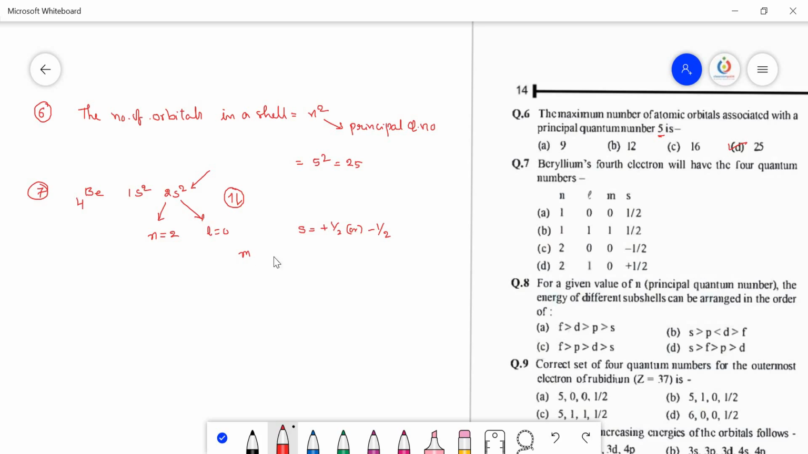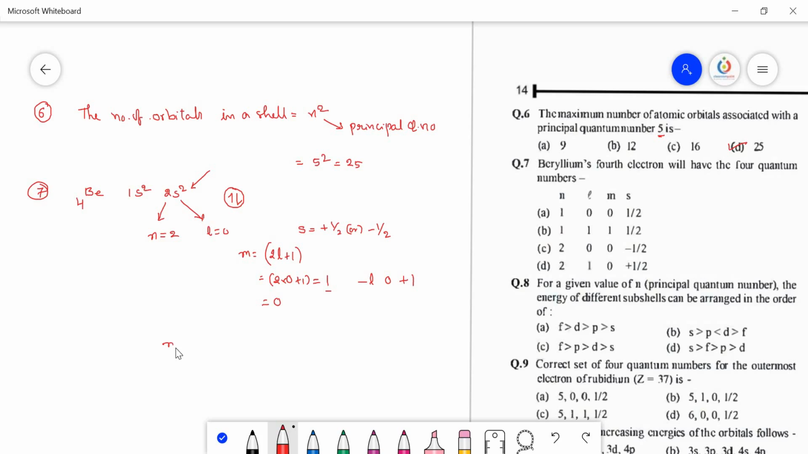And the magnetic quantum number value, we know that is 2L plus 1. So here 2 into L value, which is 0, plus 1, that equals 1. So generally don't think that M value is always 1. This M value starts from minus L, to 0, and ends with plus L value. So L value is only 0, so the one value of M is equal to 0.